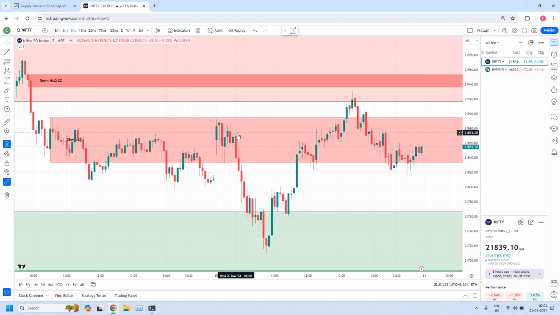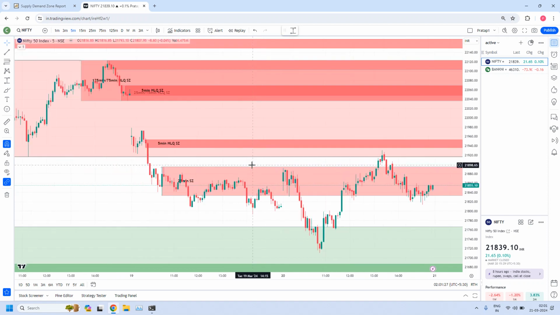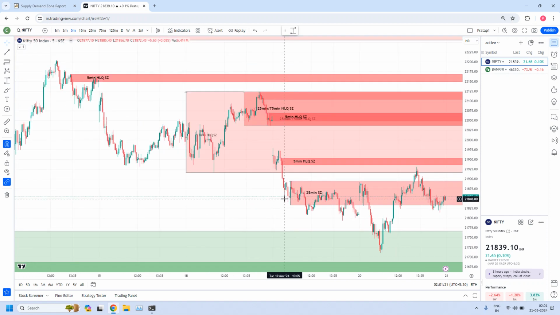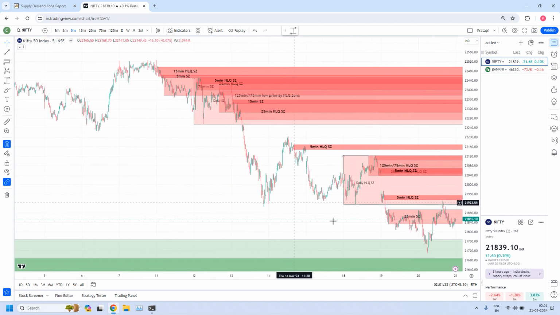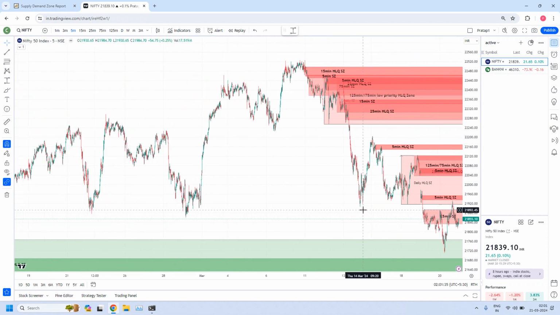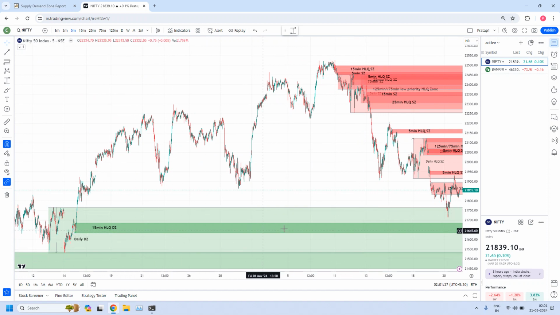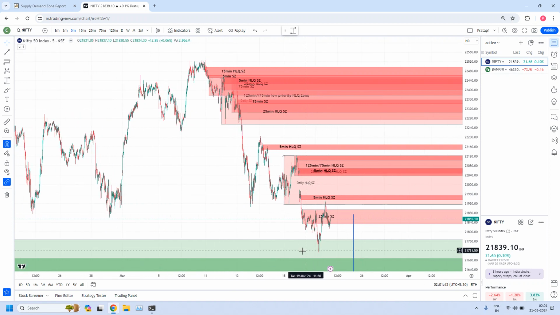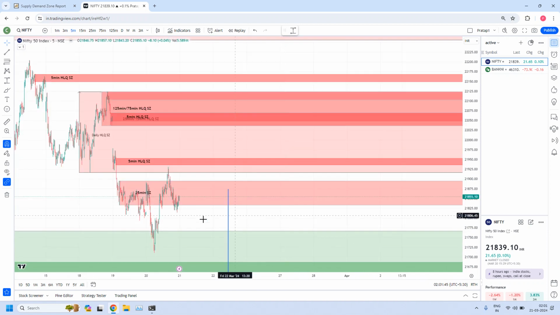After that, prices came down because at present supply is activated. And now prices entered into the daily demand zone, new daily demand zone. And here we have a 15 minutes high liquidity demand zone. So we are waiting for a trade in this zone. But slightly we missed it. Slightly.